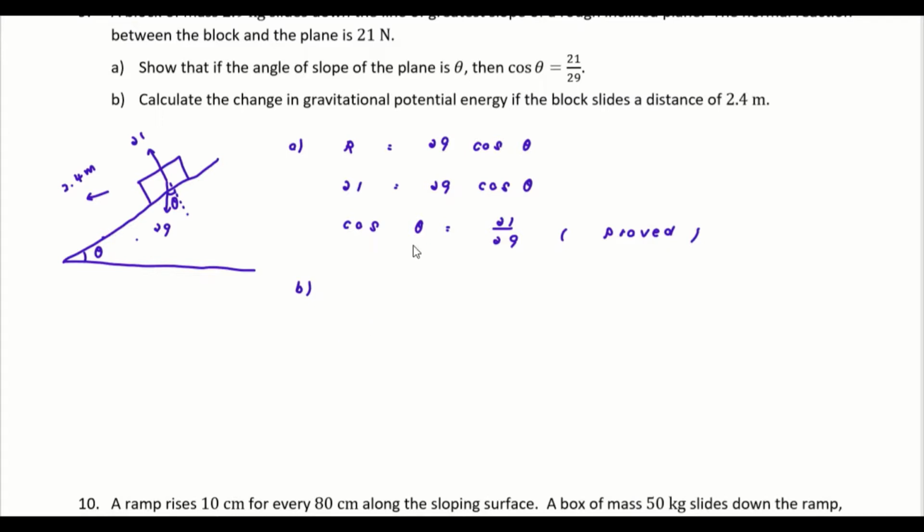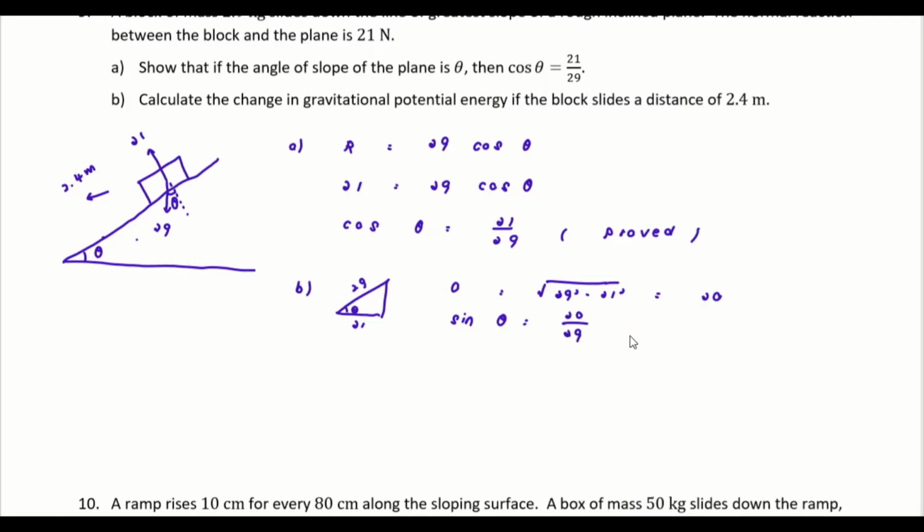We already know that cos theta is 21 over 29. In other words, we can find the other side. Having this picture, if the theta is here, then this is 21 and this is 29. We can find the other side, the opposite, which is the square root of 29 squared minus 21 squared, and that gives us an exact value, which is 20. So sine theta is equal to 20 over 29.